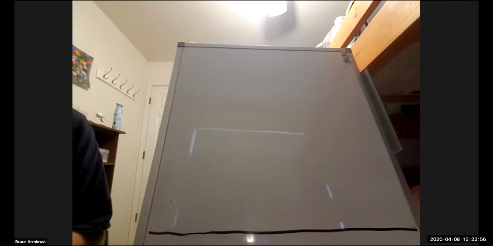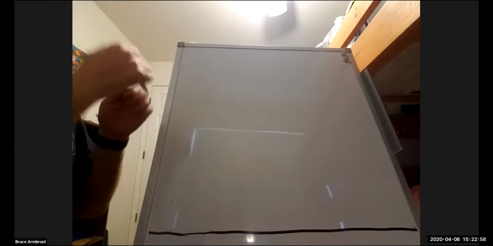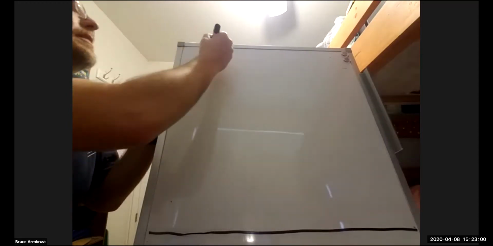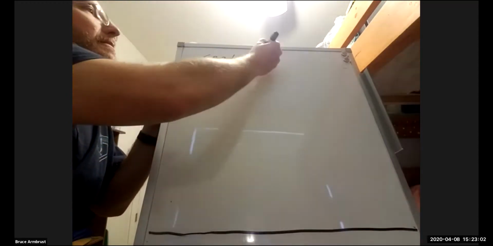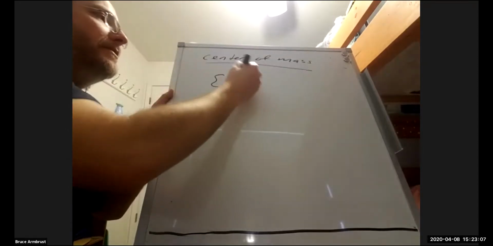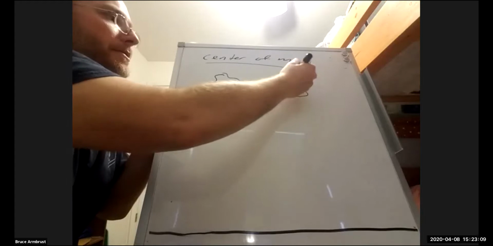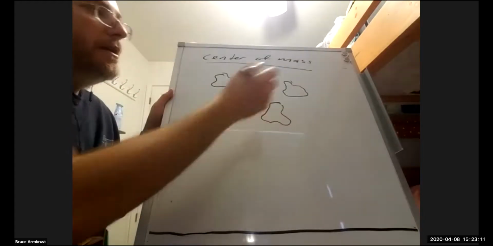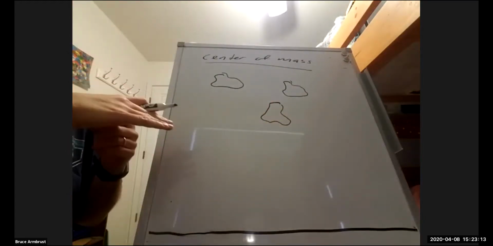So center of mass is the idea behind this is that when we have a whole bunch of objects, let me just draw a couple of random. Right, so here's object 1 and 2 and 3. Is that there's some place.